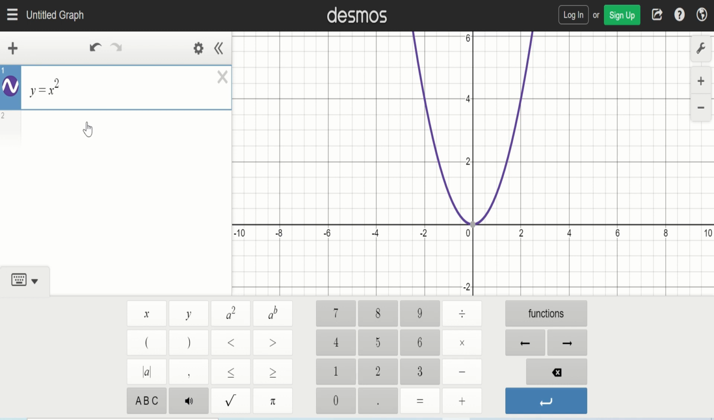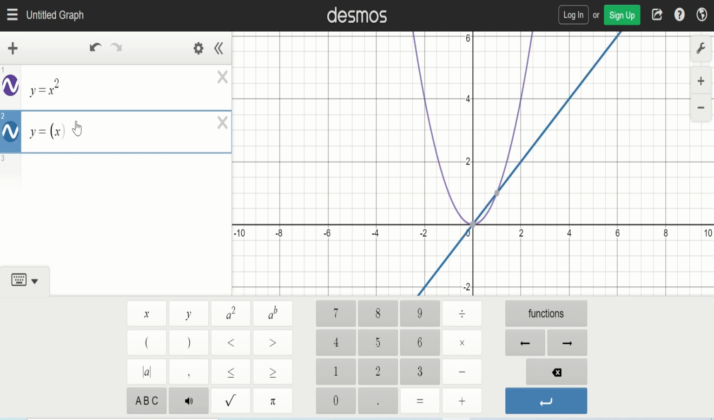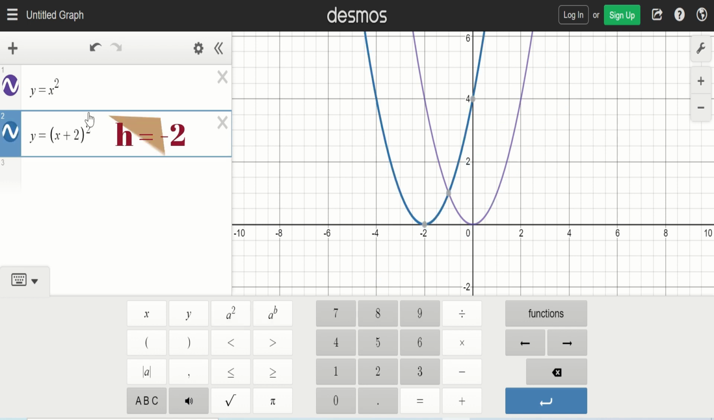So for this parent graph, our h is equal to 0. What if our h is equal to -2? Then our function will be y is equal to the square of x plus 2, in which h is equal to -2. So this will be the graph.